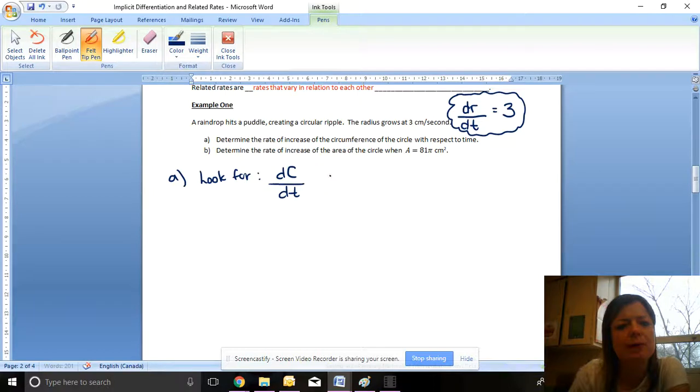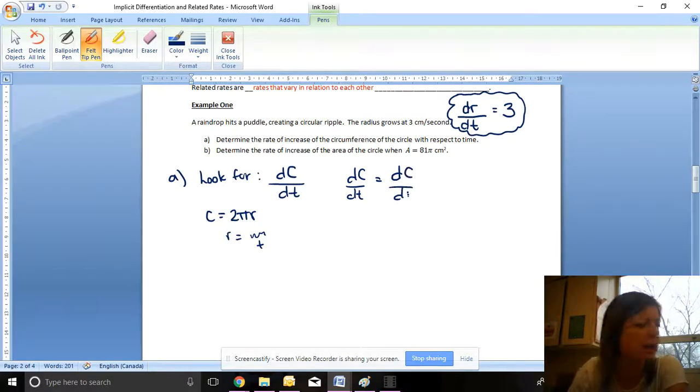Okay, so if we look at the circumference of a circle, that's 2 pi r. So notice that if we take the derivative of this, it would be just with respect to r. But r can be written as something with respect to t. So when we take dc dt, we're actually taking the derivative of the circumference with respect to the radius.